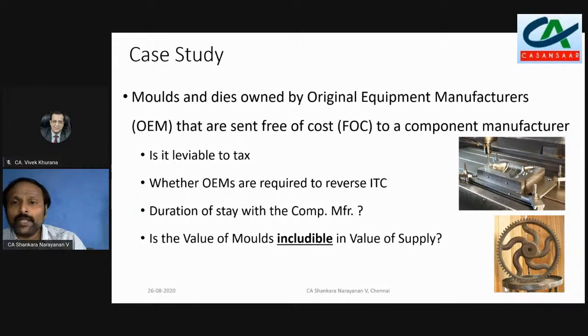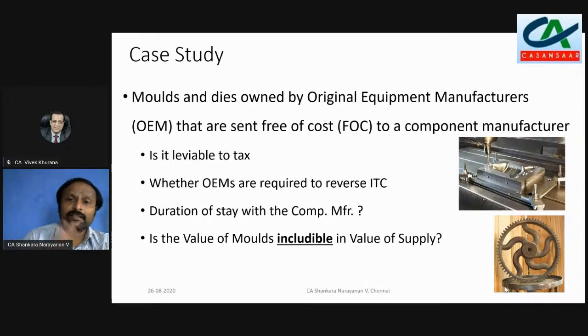Moulds and dies owned by an OEM, original equipment manufacturer, are sent free of cost to a component manufacturer. So the first question is, is it leviable to tax? If it is not leviable to tax, whether the original equipment manufacturer, merely because he is sending out the goods, is liable to reverse ITC? Is he liable to reverse ITC? Or the third question is, how long can the goods which are sent stay with the component manufacturer, and is the value of the molds includable in the value of the supply?